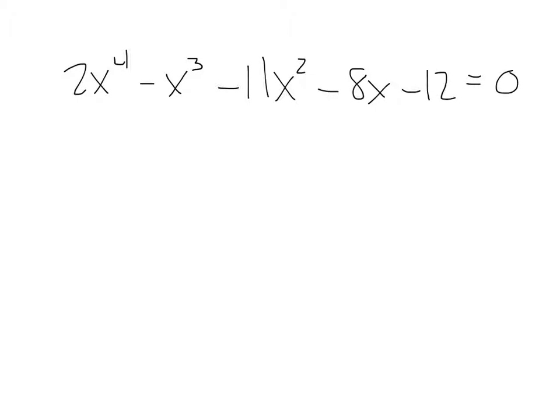2x to the 4th minus x cubed minus 11x squared minus 8x minus 12. So, let's go through the process again. How many sign changes do you see in the original function right here? How many sign changes? 1. So there's, at most, 1 positive real root.